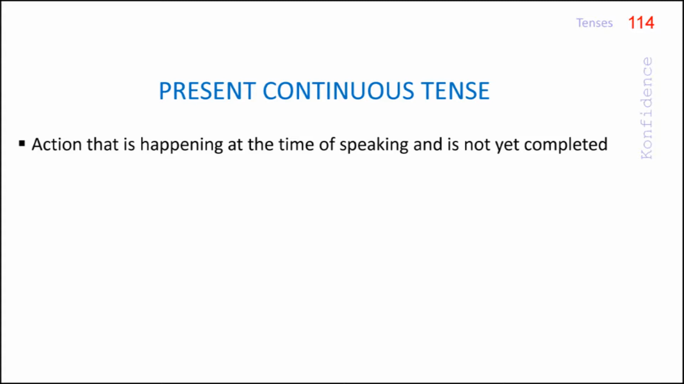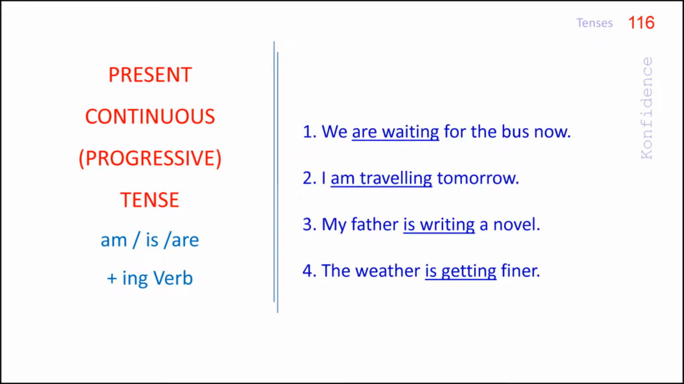The present continuous or progressive tense is used to indicate an action that is happening at the time of speaking and is not yet completed. The continuity or progression of an action is expressed with this tense. Look at the 4 examples given in the slide.